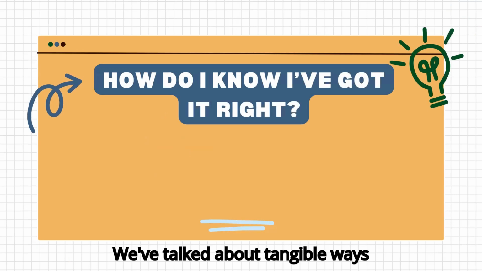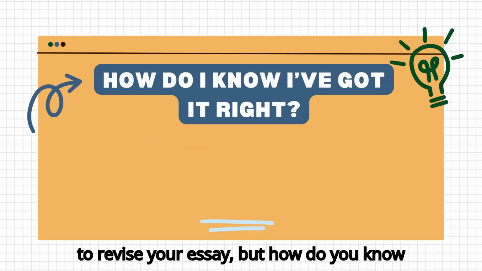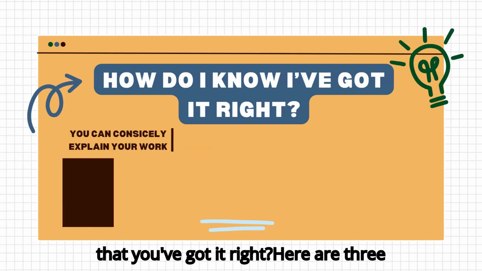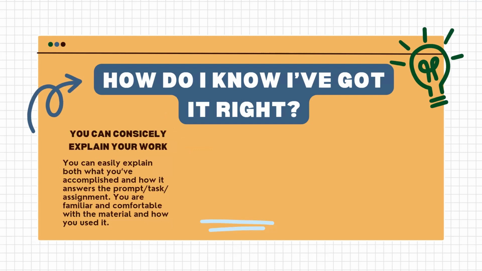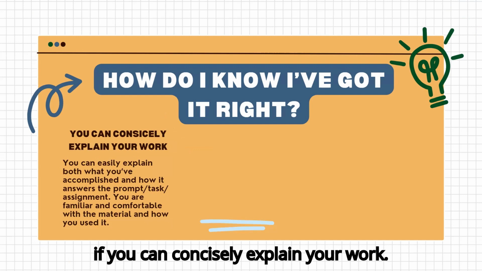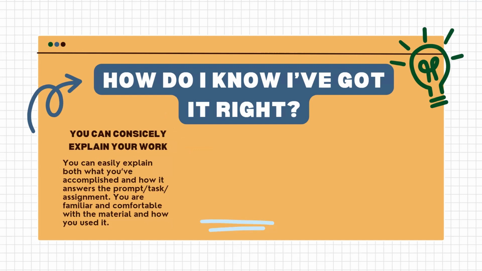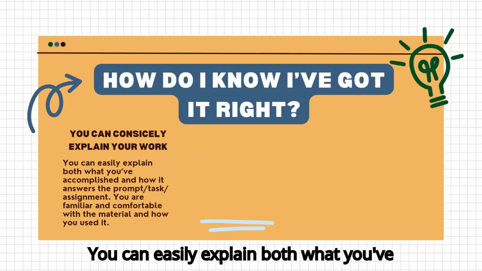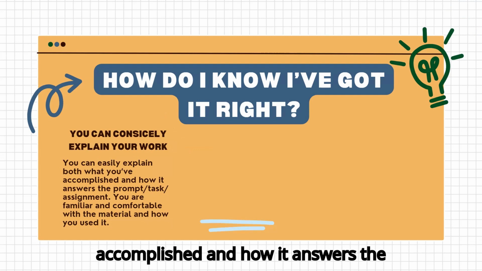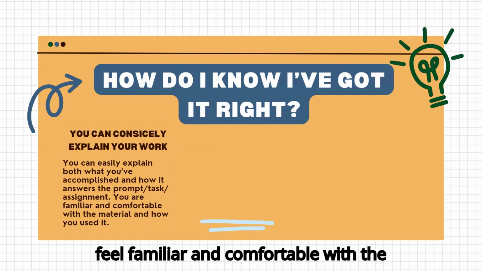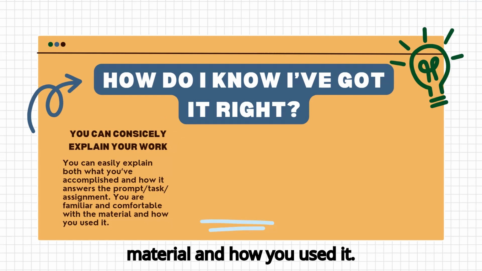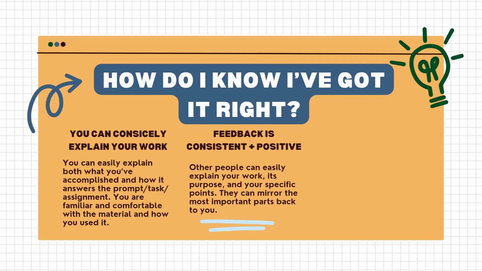We've talked about tangible ways to revise your essay, but how do you know that you've got it right? Here are 3 things to keep in mind. 1, you've revised meaningfully if you can concisely explain your work. You can easily explain both what you've accomplished and how it answers the prompt or task or assignment. You feel familiar and comfortable with the material and how you used it.